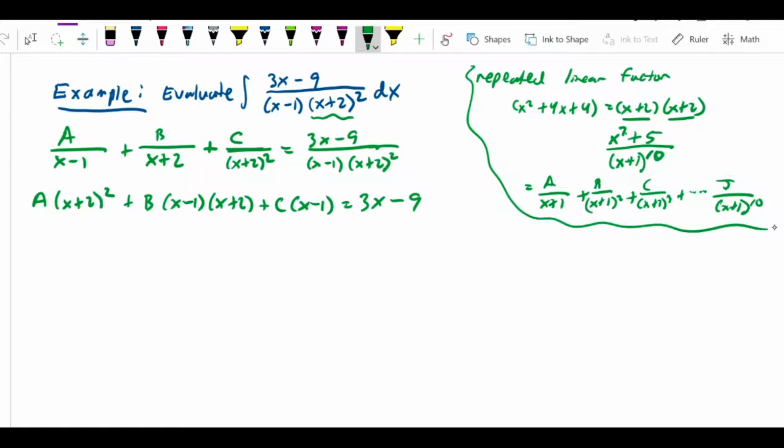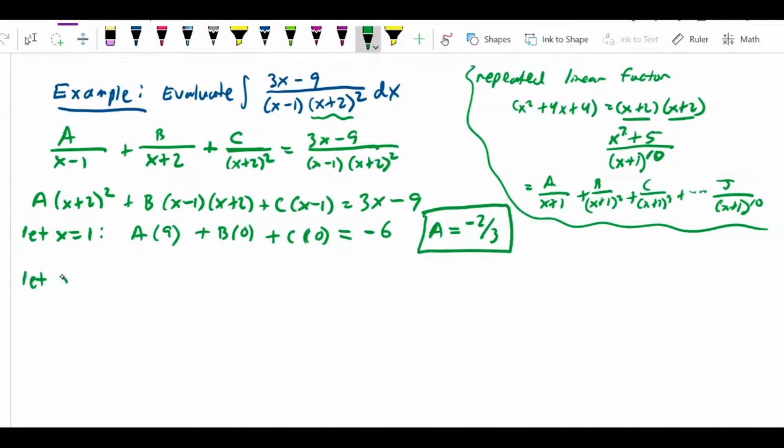So I'm going to solve for the constants the same way that I normally have. I'm going to try to zero out certain factors and see if I can solve for constants. So let's let x equal 1. That's going to give us A times (1 plus 2) is 3, squared gives us 9, plus B times 0, plus C times 0, because I'm going to have factors of 0 next to B and C, so it doesn't matter what the other factor is. And then here I have 3 times 1 minus 9, which is negative 6. So 9 times A equals negative 6, giving me A is negative 2/3.